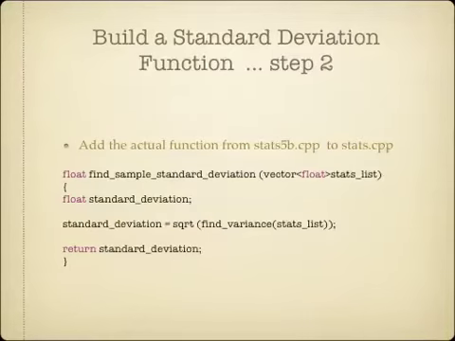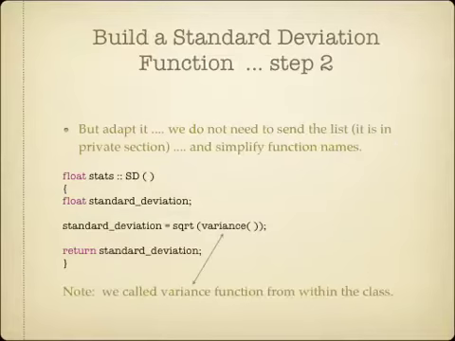Now we're ready for step 2, actually adding the function to the stats.cpp. Again, copy the function definition at the bottom of stats5b.cpp and paste it into stats.cpp. This is the function as it appears in the program stats5b.cpp. Now we'll make some modifications. We will adapt it to work in our class.